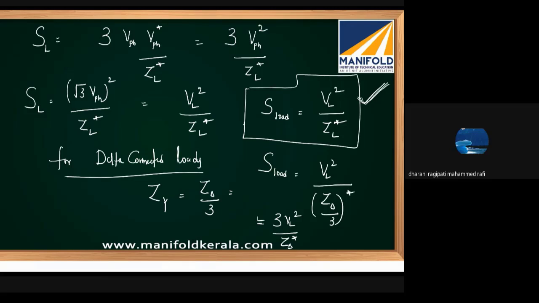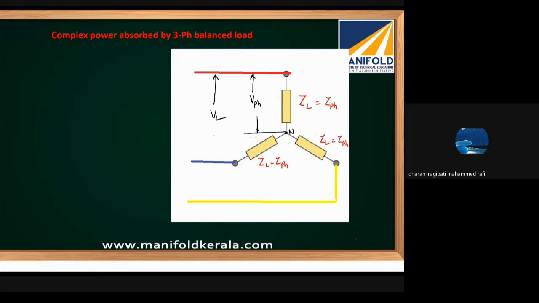So this is the complex power absorbed by any load, for which we have to know the voltage and impedance per phase. So the complex power absorbed is given by the formula S_L is equal to V_L square by Z_L conjugate. Understand?